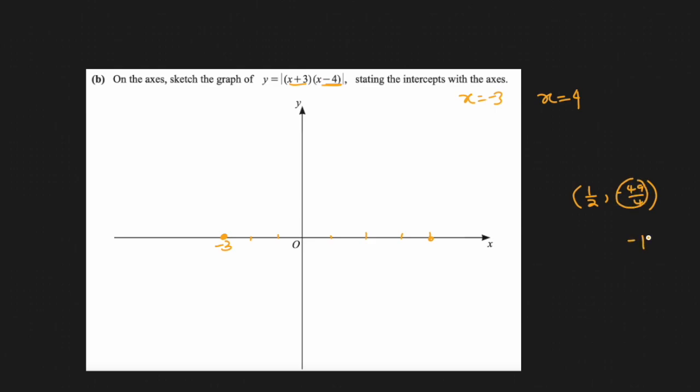Minus 12.25 if I convert to decimal. So let's say minus 12.25 is somewhere here. So half is here, the x coordinate of the vertex, and minus 12.25 will be somewhere here. So this is the vertex, right? So our original graph would be like this.